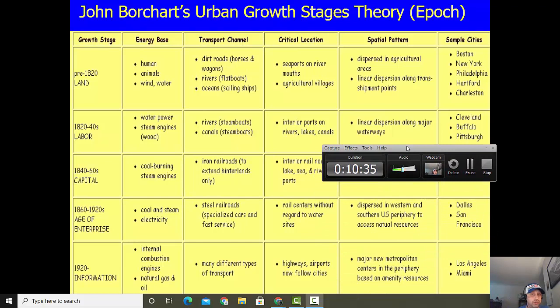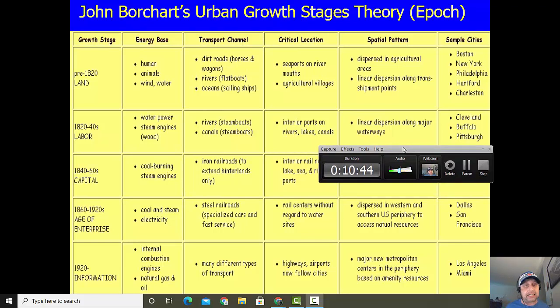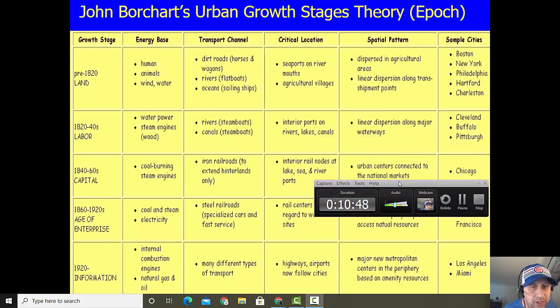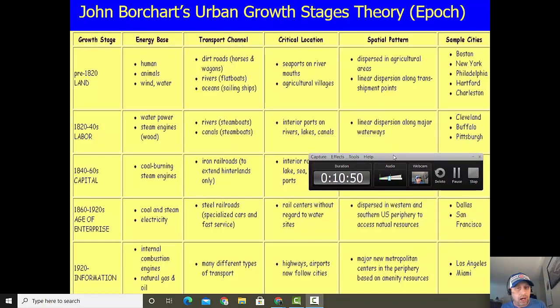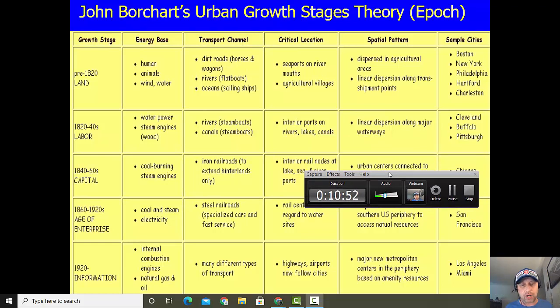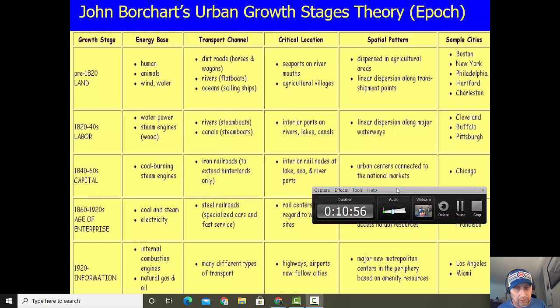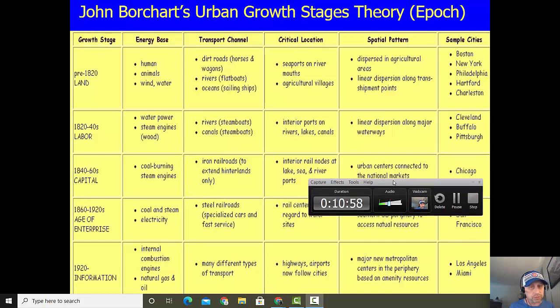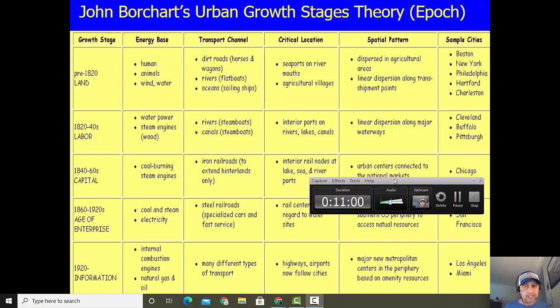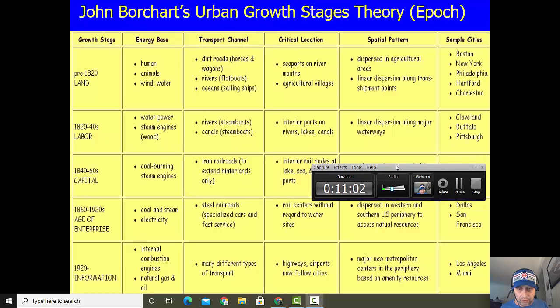And since then, Borchardt says, we've been in one giant era. The 1920s to present is the information age. This is the era of the gasoline powered combustion engines. That means automobiles and trucks and shipping that are now much, much stronger than ever before. That also means the development of airplanes during this era. Many different types of transportation, not nearly as many hindrances as existed in the past, right?